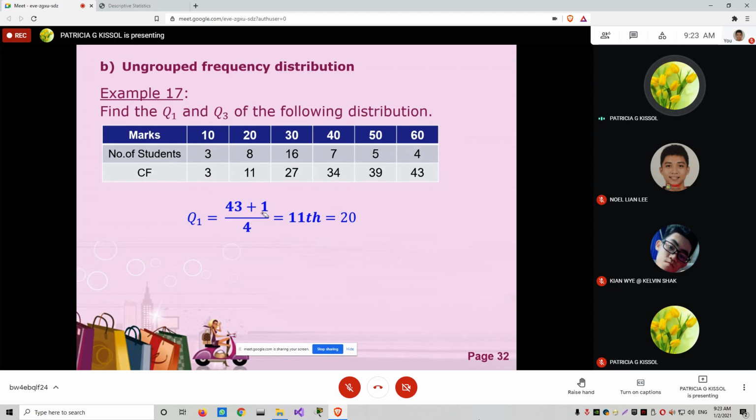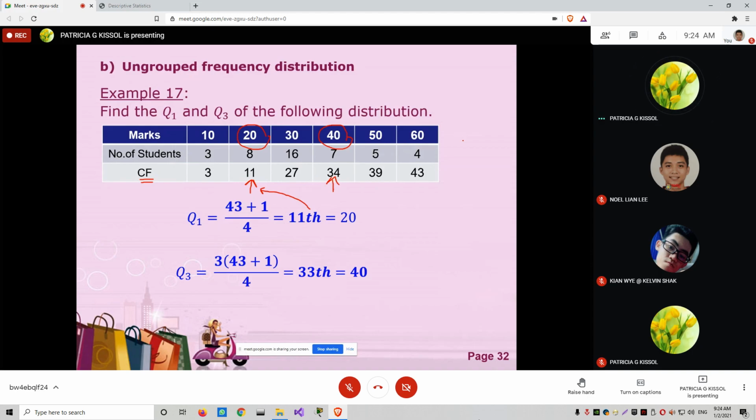That means we still use n plus 1. Our n is 43, plus 1, divided by 4. And when you calculate it, you get the 11th position, which corresponds exactly at this value, 11, because remember when we did the median, we checked from the CF. Since we got 11, our reference is there, but our Q1 is the value 20, not the 11th value, but the value 20 where it corresponds to. Same thing with Q3. We have 3 times 43 plus 1, divided by 4, you get 33. And of course, check from the cumulative frequency, 33, the best value to take is the value which is bigger than 33. And therefore, our Q3 is 40. I hope that explains it.